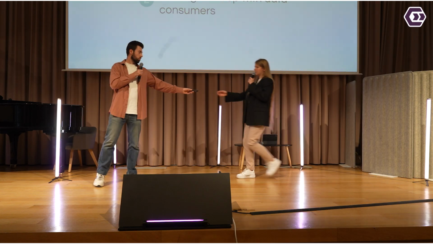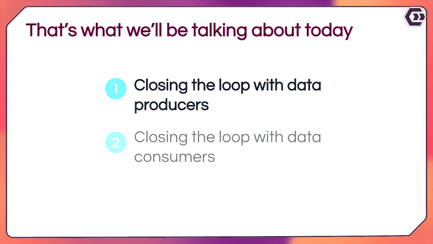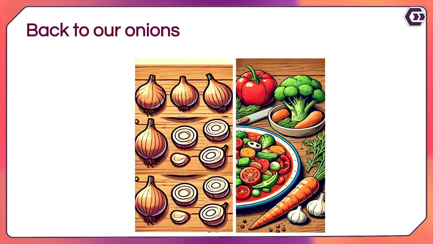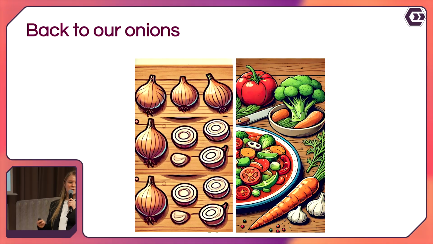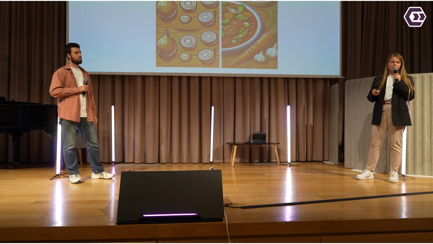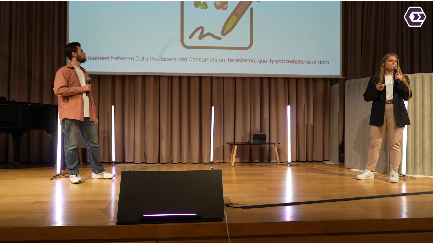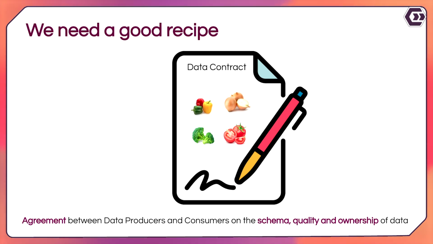So let's look closer at our producers. And let's go back to our onions. I think French people are normally very good at cooking. This is what I learned. And we know the actually good solution here. The good solution here is what we call a data contract, right? It's an agreement between data producers and us about what's inside the data.